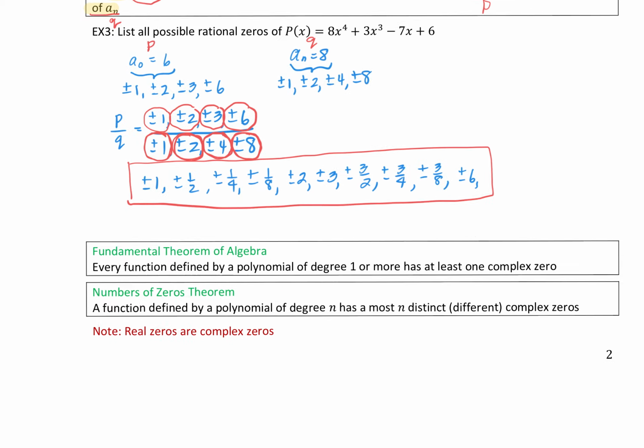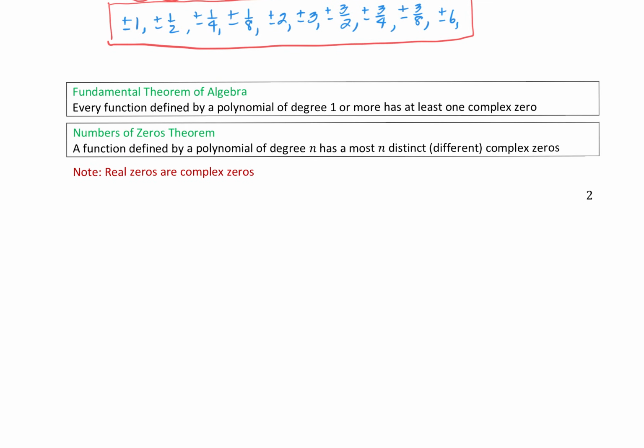So that's nice. At least we have a starting point when we check our zeros and try to factor our polynomials. Now I'm just going to mention these last two theorems. We're really not going to do much with them. So we have these two theorems. The fundamental theorem of algebra, all that says is that a polynomial that has degree 1 or more has at least one complex zero. And here when we say complex zero, they're also including real zeros.